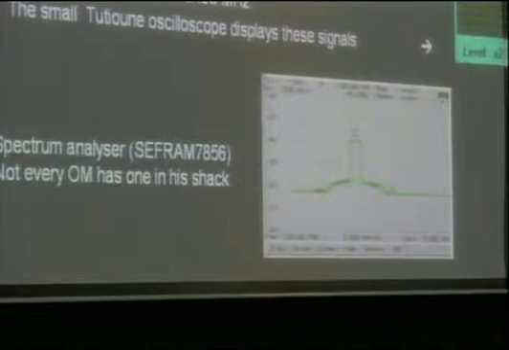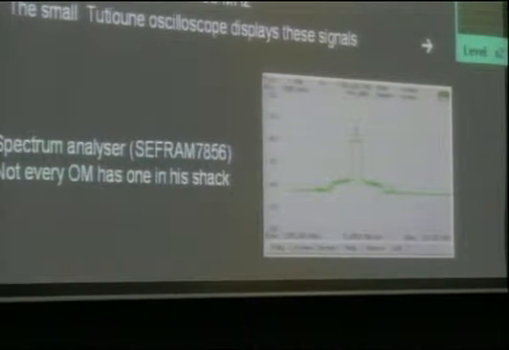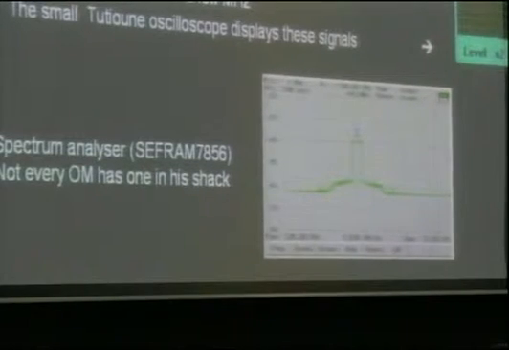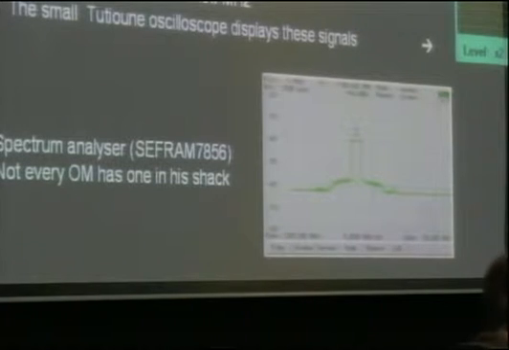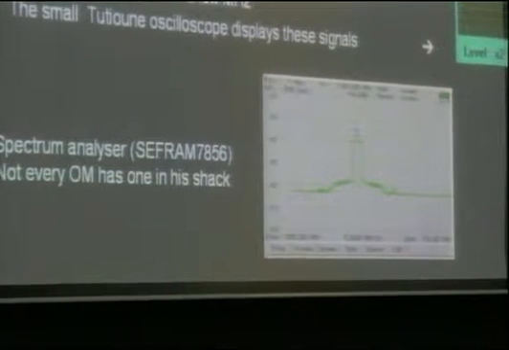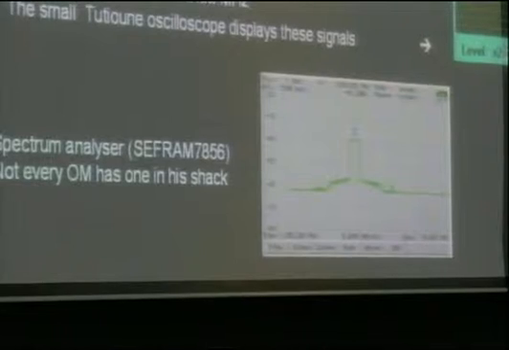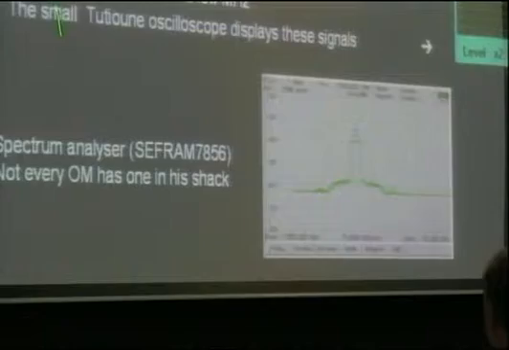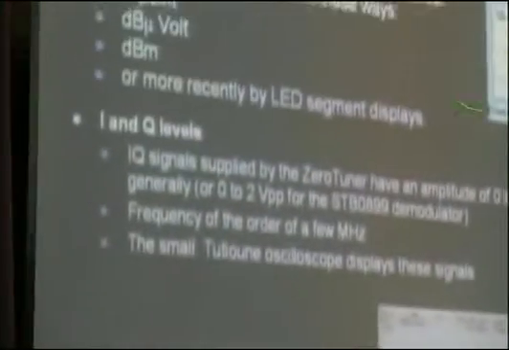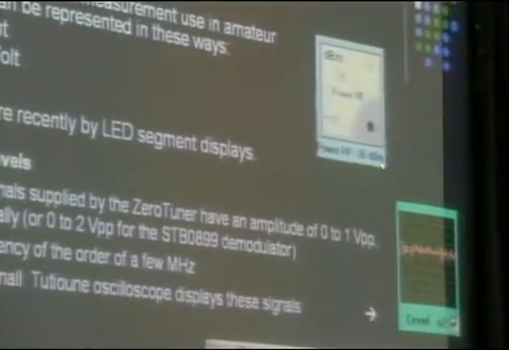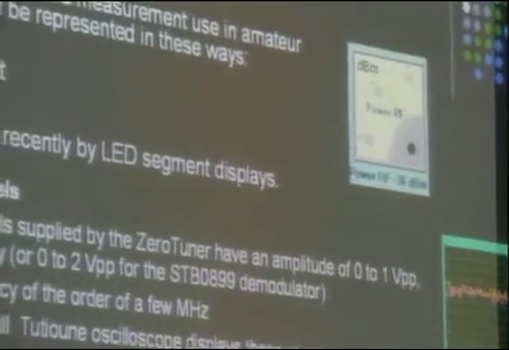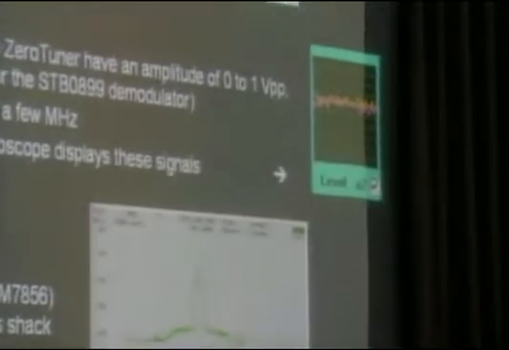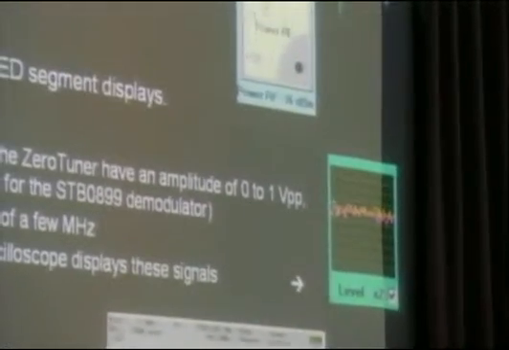We can, firstly, measure the RF level. The RF level, you know it. We have the habits. We are in an analog world. RF level, you can have it in dBm, you can have it with the spectrum analyzer, and you can have it with my software, Tutioune.